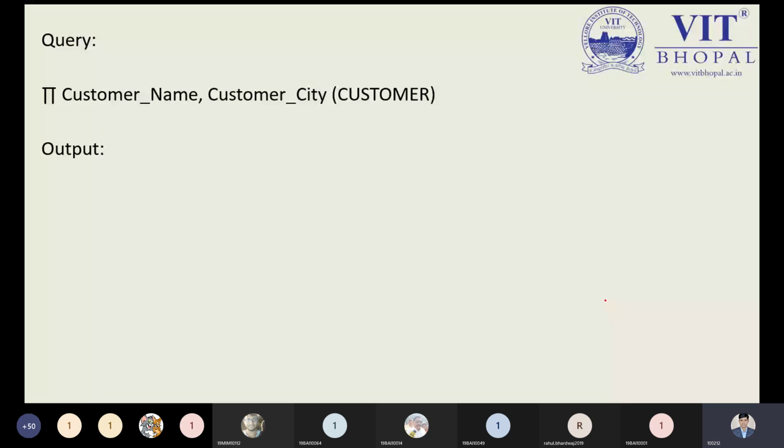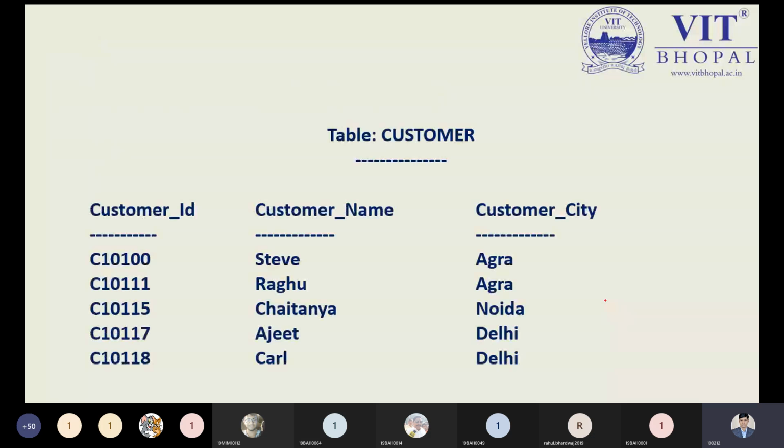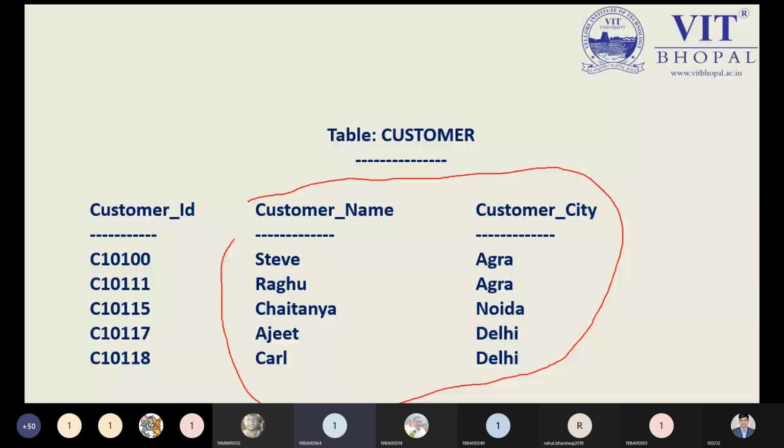As you are looking at this part, customer name and customer city will be in the subscript, except the customer relation name only. Sir, the last two fields will be printed. Okay, according to you, what would be the output from this table? Tell me. Sir, Steve Agra, Raghu Agra, Chhaida, Ajit Delhi. You mean to say the last two fields, these two columns, these two attributes are to be printed? Yes sir. Okay, this is a good point.